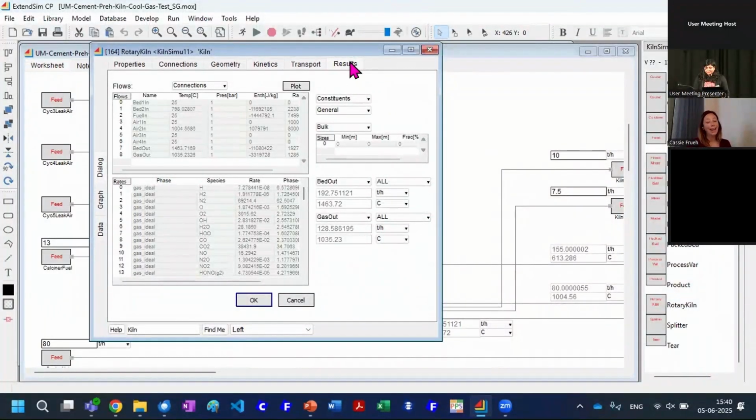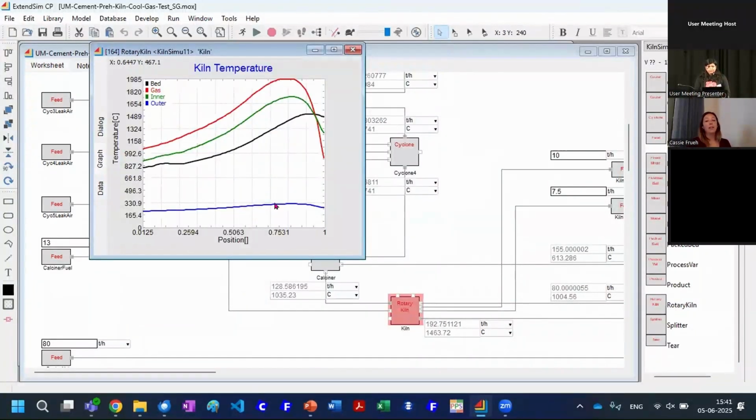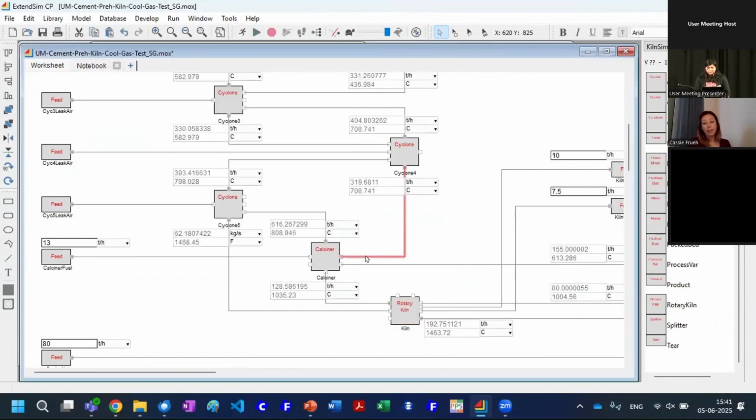So you can plot any of the things that you can plot in Excel, you can also plot here. You can automatically see, if you go down with your mouse just a tiny bit, the bed out and the gas out, which show the throughput rate of the bed coming out and the temperature of it and the gas coming out and the temperature of the gas coming out. And if you click on the graph on the side, this is automatically a plot that you would see.